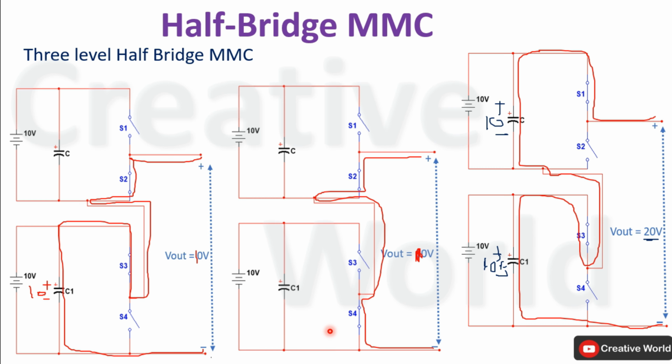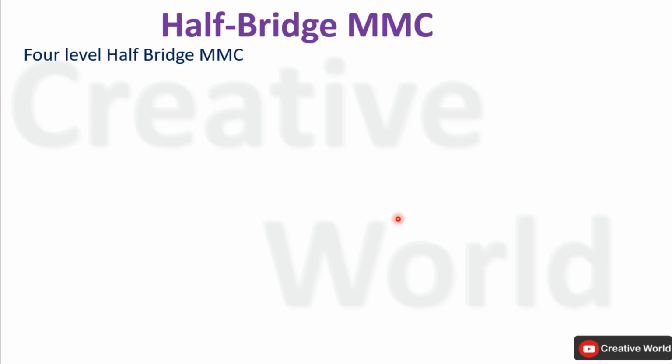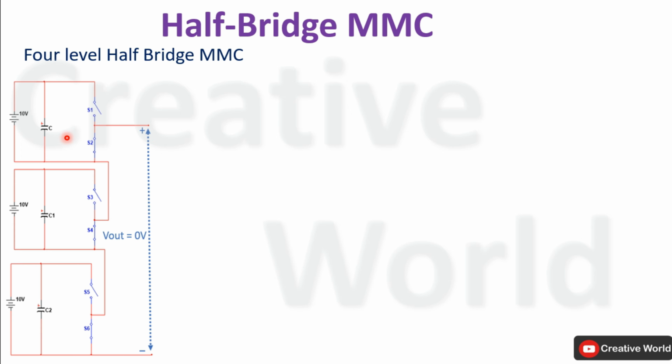Now we will move towards the 4 level half bridge configuration of MMC converters. As we discussed earlier, in order to increase the number of output voltage levels, we have to add the number of submodules in cascaded form. So one half bridge configuration module was giving 2 levels of voltage. In order to get 3 levels of voltage, we have to add another module in cascaded form into the previous one, and in order to get 4 levels of voltage at output, we have to add another cascaded module in the previous configuration.